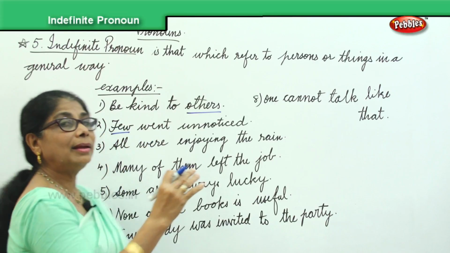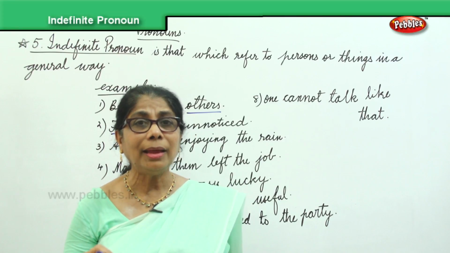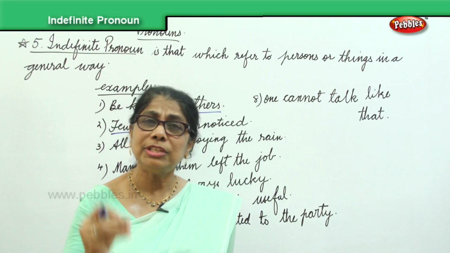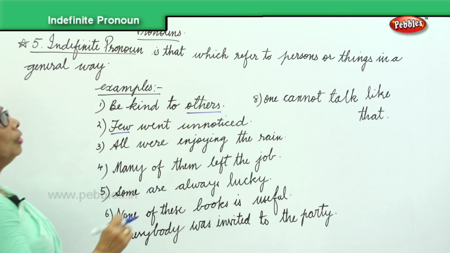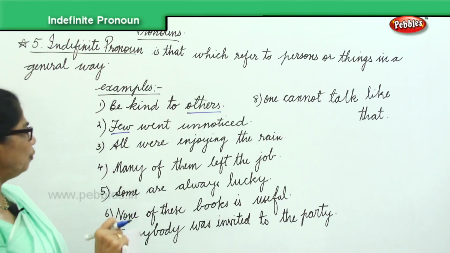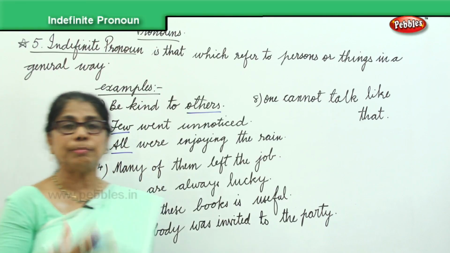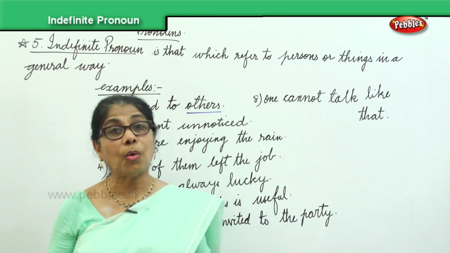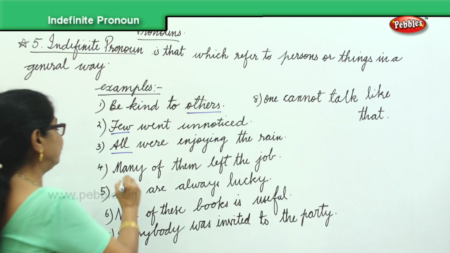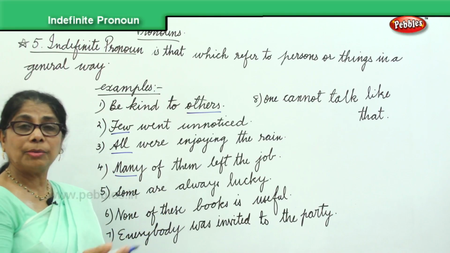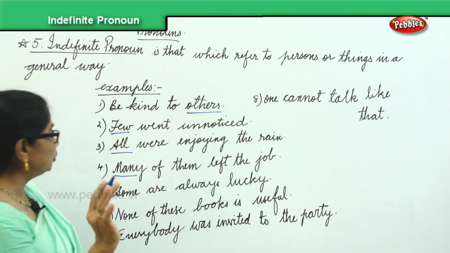Few went unnoticed. There were many people there, and few people went unnoticed. We don't say who those few are, just few. We are talking about persons or things in a general way. Who are those few? We don't know. All were enjoying the rain. All, it can be big, small, old, young, anyone. Then, many of them left. It doesn't say boys or girls or men or women. Many of them, many. Again, we are talking in general.